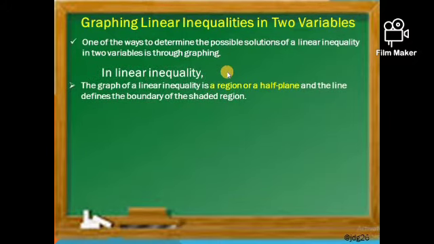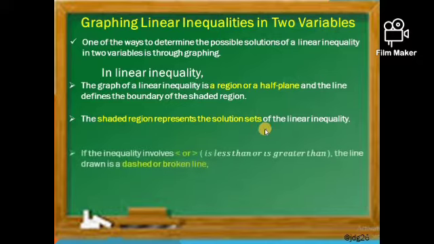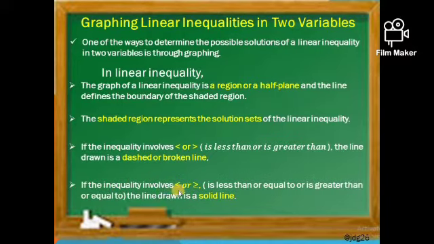Ito ang mga kailangan nating tandaan. The first one is, the graph of a linear inequality is a region or a half plane, and the line defines the boundary of the shaded region. And the shaded region represents the solution set of the linear inequality. If the inequality involves less than or greater than, the line drawn is a dashed or broken line. But if the inequality involves less than or equal to or greater than or equal to, the line drawn is a solid line.